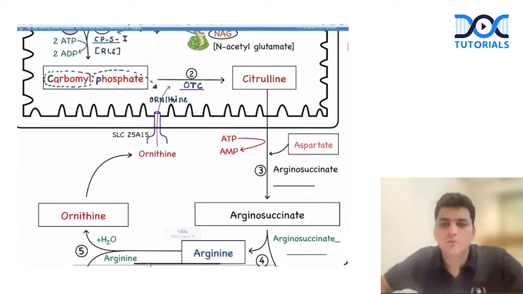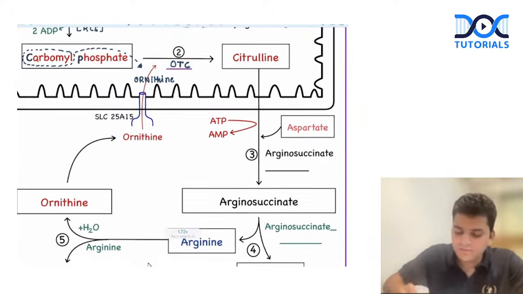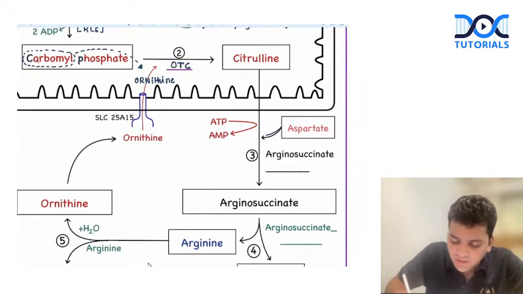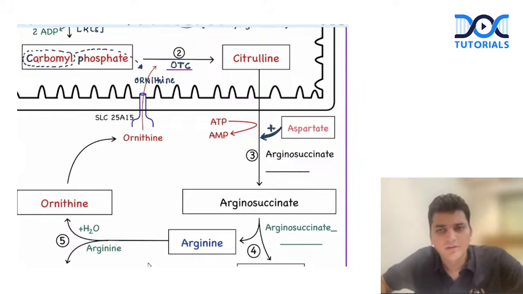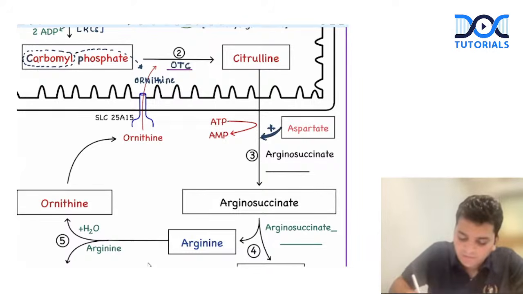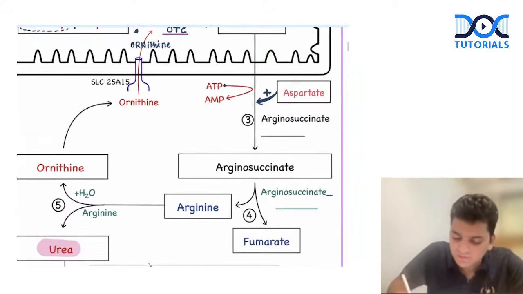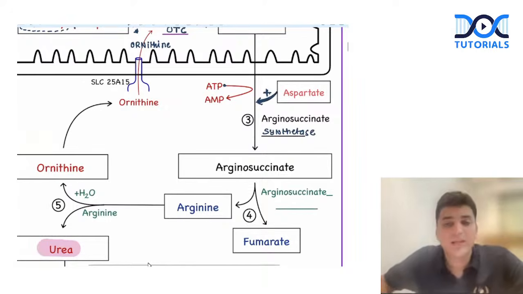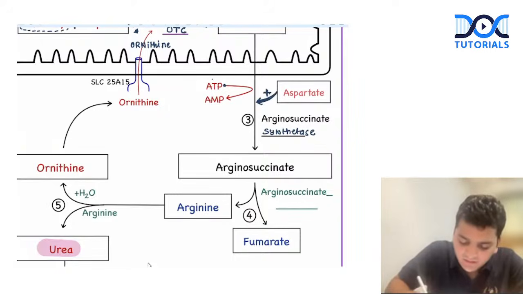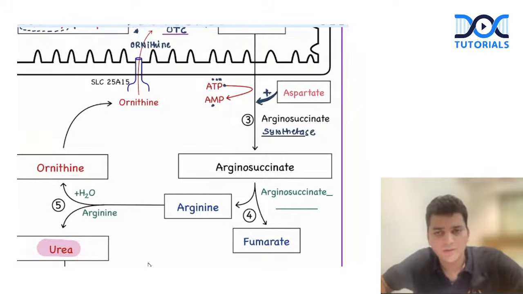Then this citrulline comes out of the mitochondria. And here comes a foreign particle which joins the urea cycle in the third reaction, and the name of that is aspartate. The aspartate is going to join the citrulline. When these two small molecules unite with the help of ATP, we are going to make a bigger molecule called argininosuccinate. So the name of the enzyme is going to be argininosuccinate synthetase, because we are making a molecule with the help of energy. And in this reaction, the triphosphate converts into monophosphate, meaning two phosphates have been consumed.